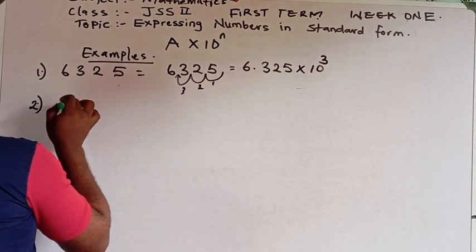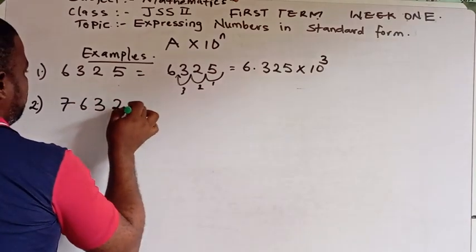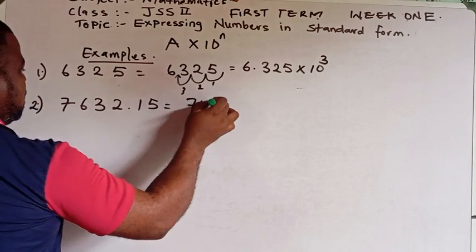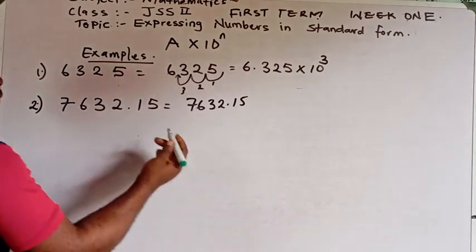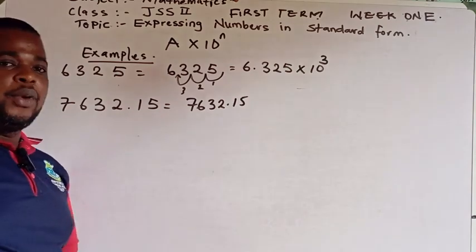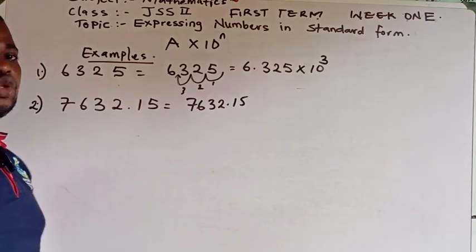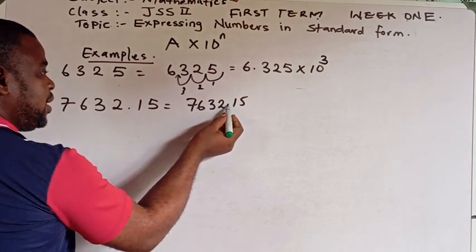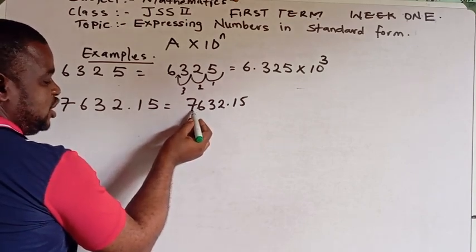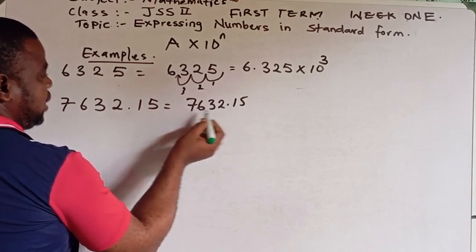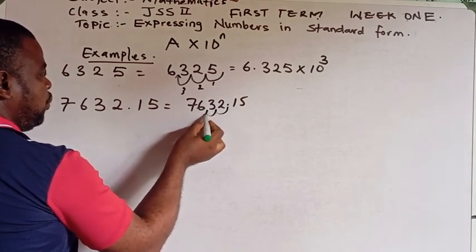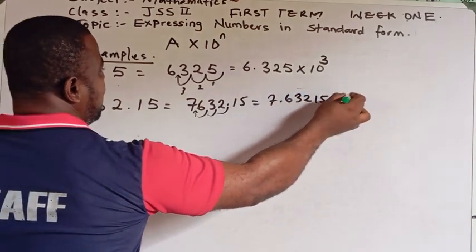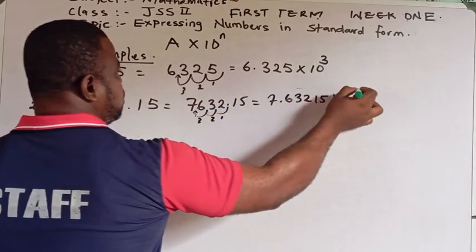Let's take another example: 7632.15. Now, in this second example, we discover that there is a decimal point inside the number. So we are going to move the decimal point from here to here. Remember, our target is always moving the decimal point to be after the first digit. So this is the first digit, and the point goes after it. Let's move it 1, 2, 3. So our answer will be 7.63215 times 10 raised to the power 3.